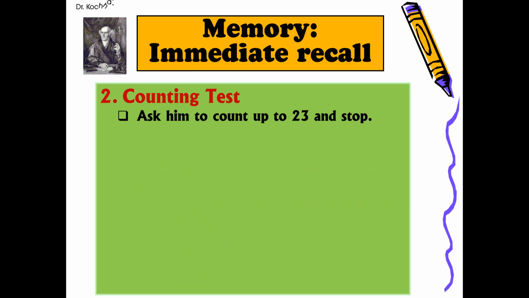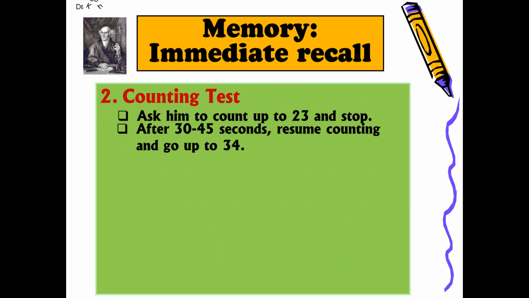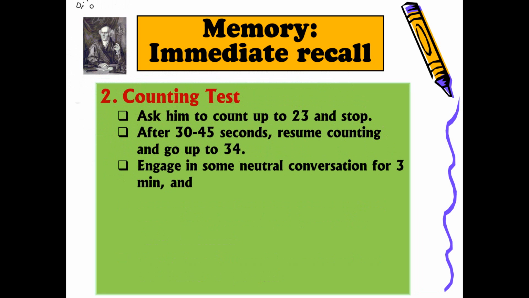Then counting test. Ask him to count up to 23. 1, 2, 3, 4, 5, 6, 7, 8, 9, 10 up to 23. Stop. Then after 30 to 40 seconds, engage him in some activity for 30 to 40 seconds. Resume counting. Alright, where we stopped, you start counting again after 23. So then he starts. Don't say after 23. Start from where you left. So he should remember that he has stopped at 23. So from 24 up to 34 he goes on.